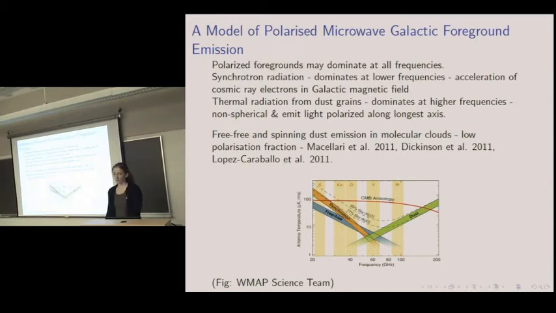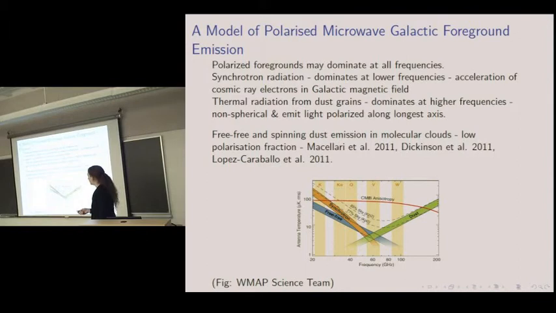Okay, so now I'll move on to the model for polarized foregrounds. These are important as they may dominate at all frequencies being looked at by the next generation of experiments. The dominant foregrounds are synchrotron radiation, which dominates below 100 gigahertz, and this is due to acceleration of cosmic ray electrons in the galactic magnetic field. Above 100 gigahertz, thermal radiation from dust grains dominates. This is due to dust grains being non-spherical and emitting light polarized along their longest axis.